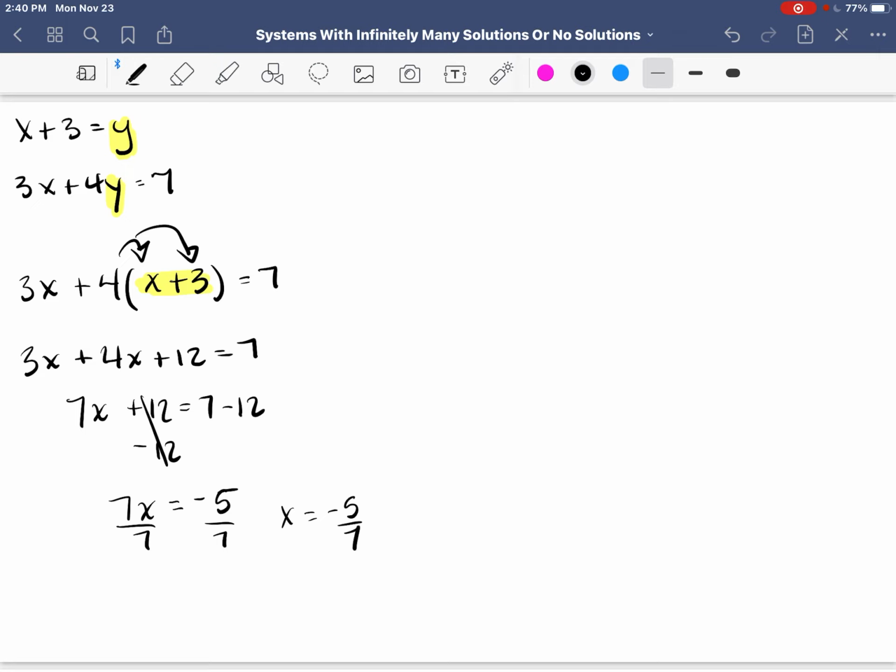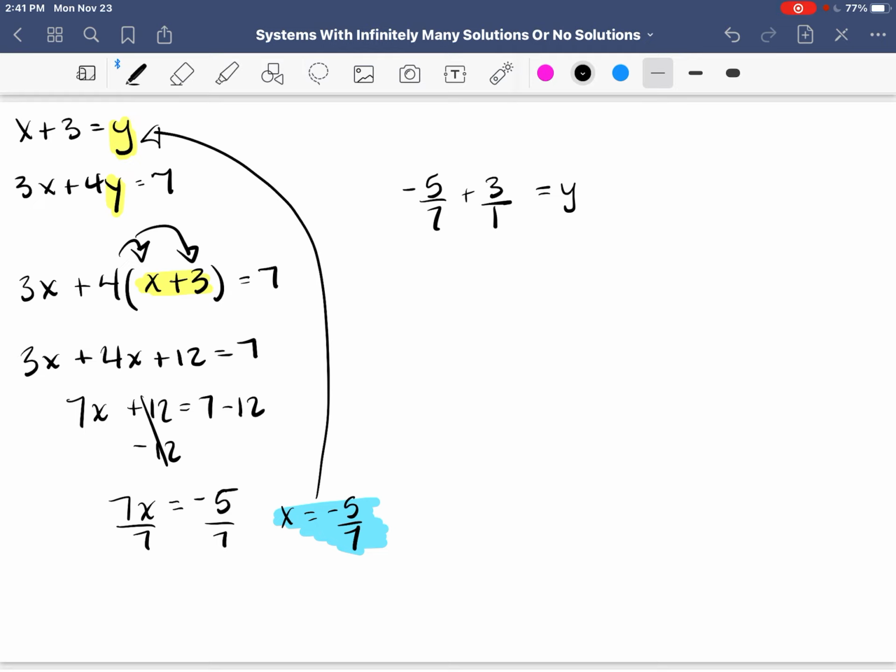Now, when you have a value for x, it doesn't matter which one you plug it into to find your value for y. But I always tell my students, always plug it into the simplest one, the one that already has a variable isolated, because it's less work that you have to do. So you're simply going to take this and plug it into this one. Okay? So you have negative 5 over 7 plus 3 is equal to y.